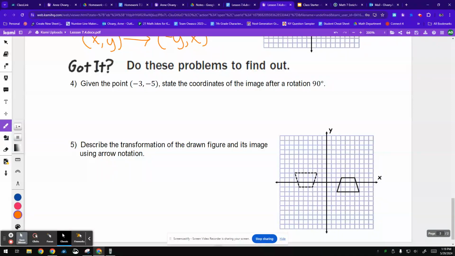All right, so given the point -3, -5, state the coordinates of the image after a rotation of 90 degrees. You do it, and I'll do it, and we'll see if we match.